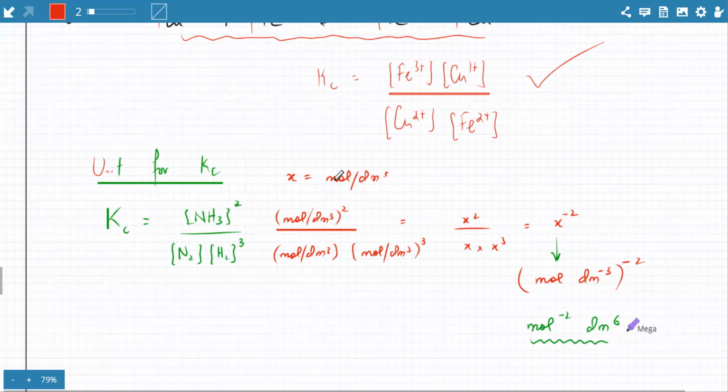So remember, instead of actually simplifying mole per dm cube and squaring and cubing and multiplying and dividing, substitute mole per dm cube with x. So it's going to be x squared divided by x into x cube. Whatever you get, substitute mole per dm cube back again, and that will give you the unit for Kc. Is this part clear? Yes or no? Is this clear?